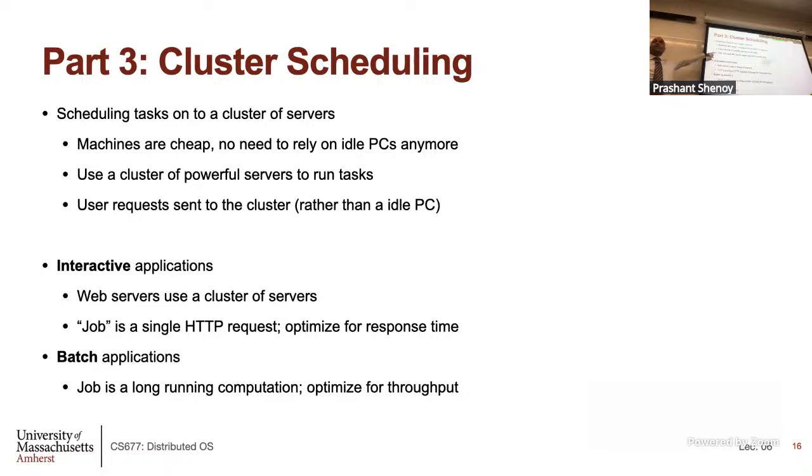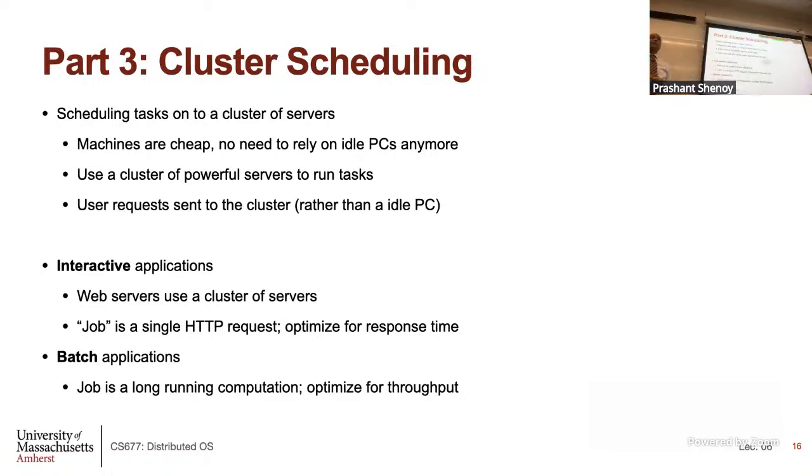Essentially, in today's world, machines are cheap. Not just PCs are cheap, but machines are cheap. So rather than looking for idle PCs, we will just buy a bunch of servers. And then we'll call them a cluster, and users will submit their jobs to the cluster, and the cluster scheduler will say, I'm going to run that job on this server or some other server. That's the job of the scheduler. It's still trying to find a least loaded server or an idle server to run a job. But this is a dedicated cluster that's just running jobs for a set of users.